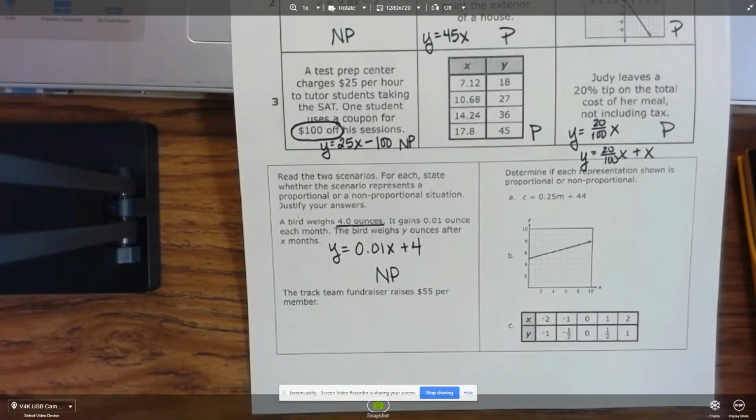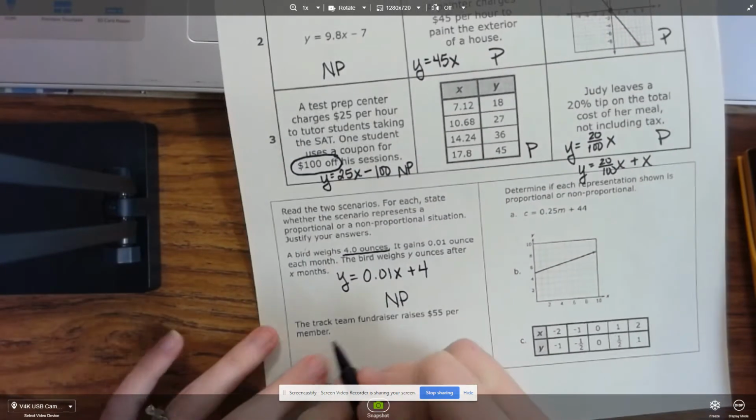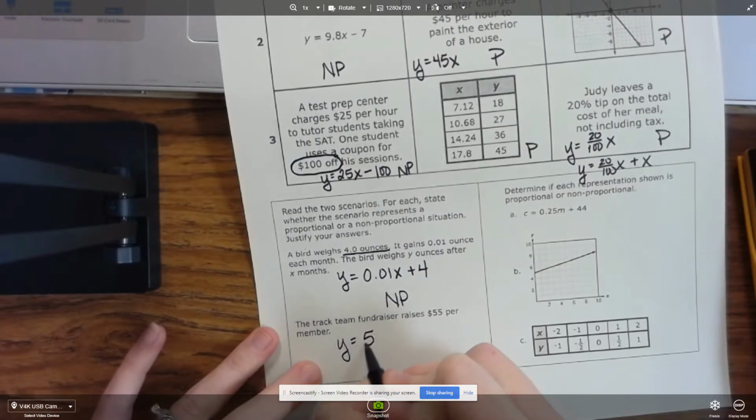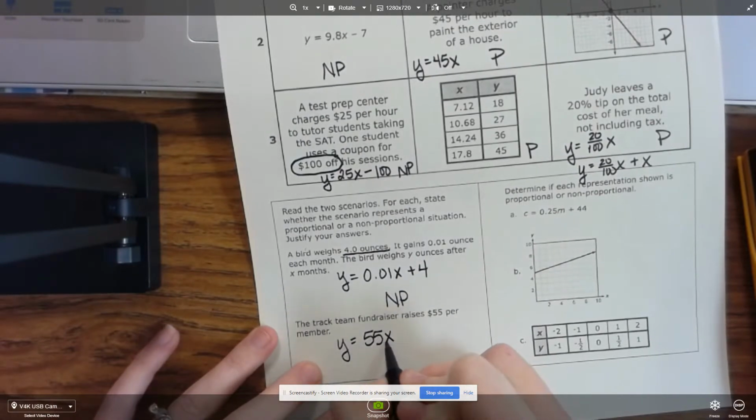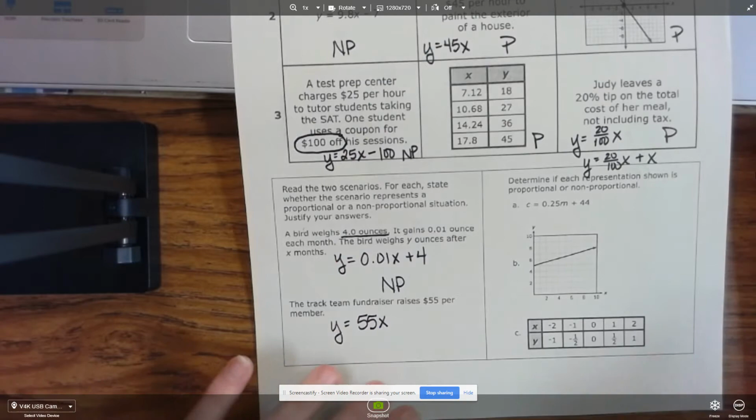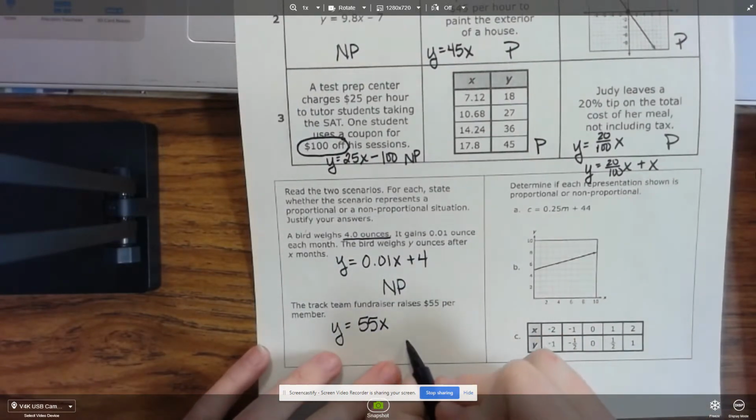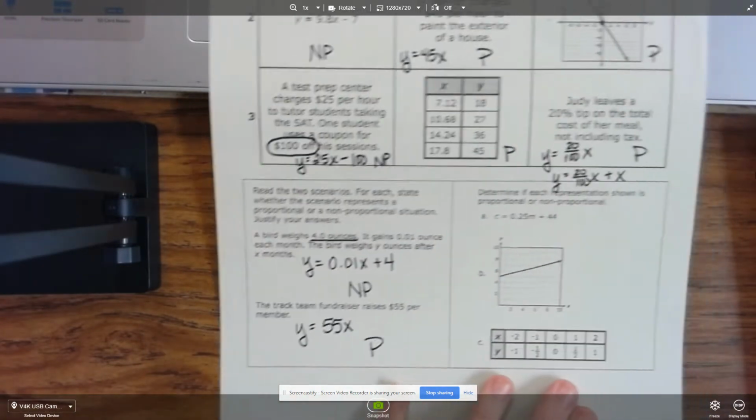The track team fundraiser raises $55 per member. So all we're doing here is $55 per however many members there are. So there's nothing added or subtracted. So this one is proportional.